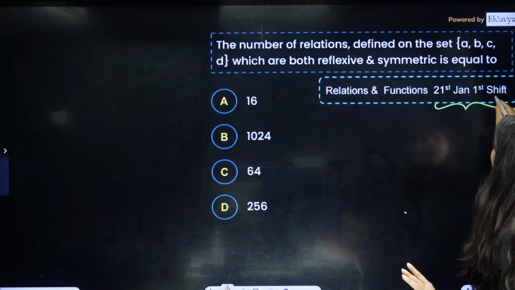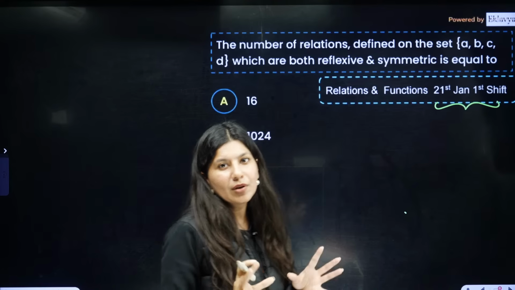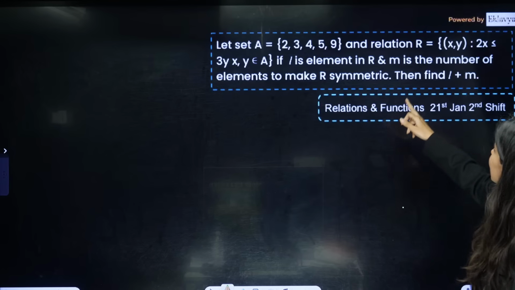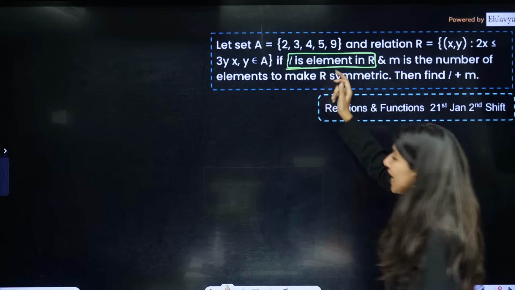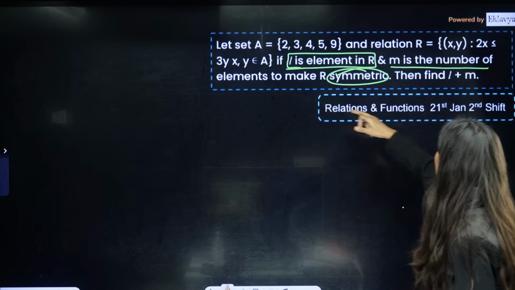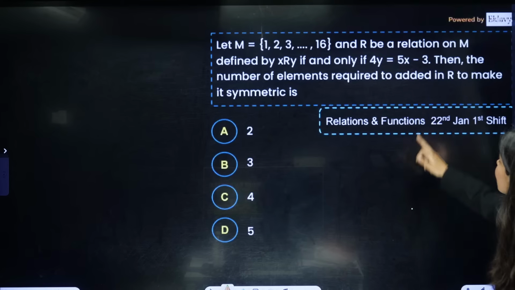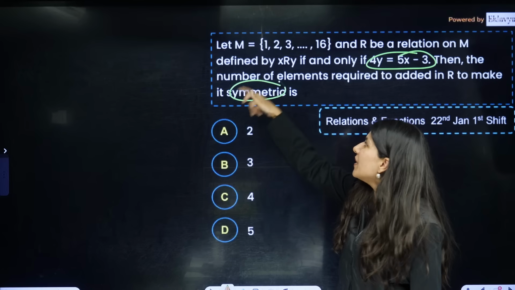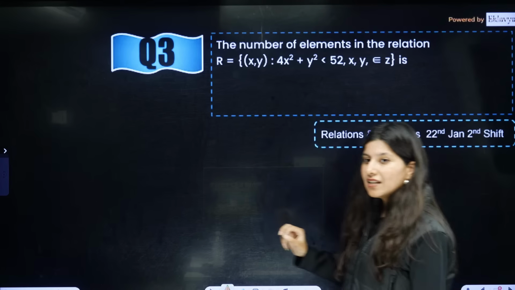Can you see, 21 January shift 1, the number of relations which are both reflexive and symmetric. So finding the total number of relations is one thing. Then we have again a relation defined by a condition. L is the total number of elements in R satisfying this condition, and M is the number of elements to make it symmetric. Find L plus M. Can you see the repeated questions over here? Then we have this again. If this is the relation, the number of elements required to make it symmetric?